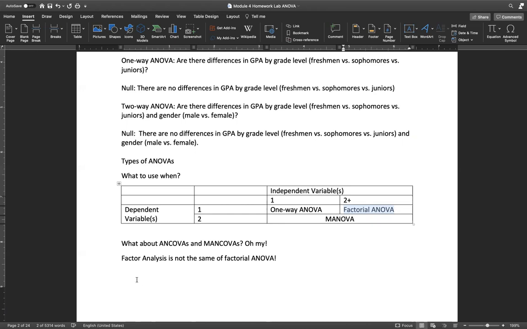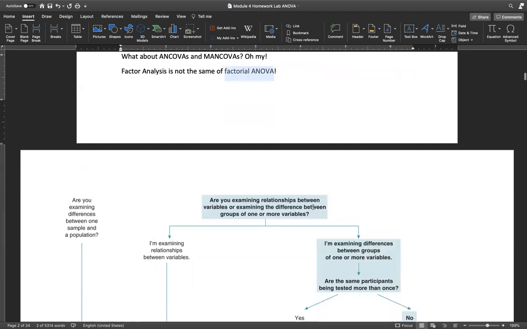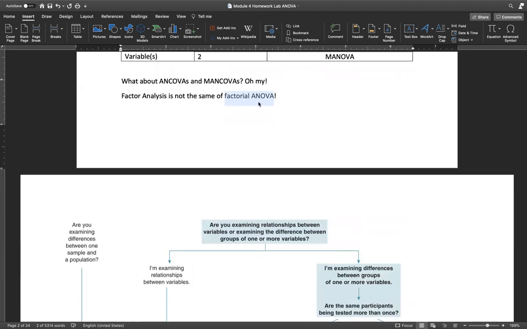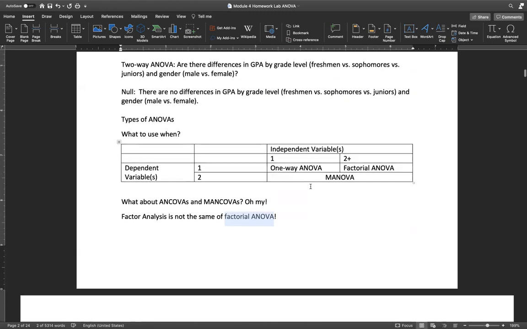Real quick note on languaging: a factorial analysis, which we'll be talking about in a later class, is not the same as a factorial ANOVA. So make sure you keep those distinct. A factorial analysis does something very different, as you will see when we look at that, versus a factorial ANOVA, which is where you have two or more independent variables and one dependent variable. One of the biggest things about a factorial ANOVA is that we're now getting not only the between group and within group, we're also looking at the interaction of the two independent variables on the outcome.